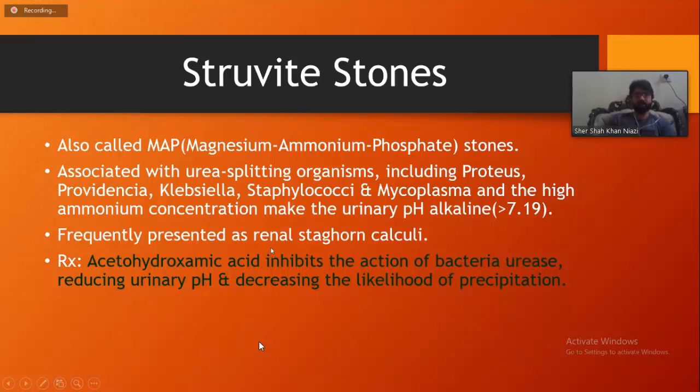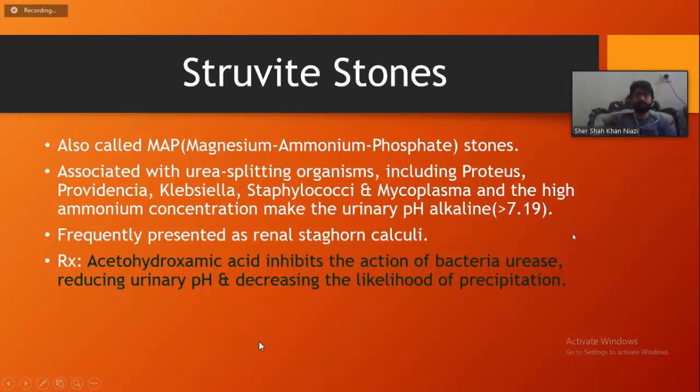They frequently present as renal staghorn calculi, and they are treated with acetohydroxamic acid, which inhibits the action of urease, reducing urinary pH and decreasing the likelihood of precipitation.